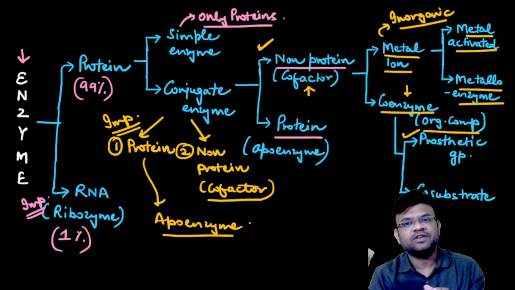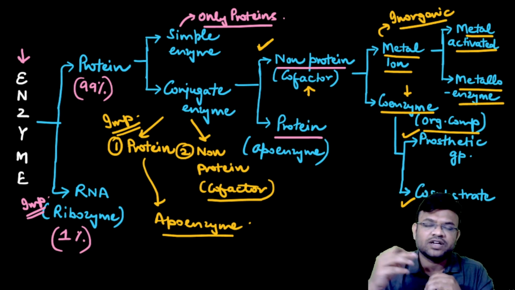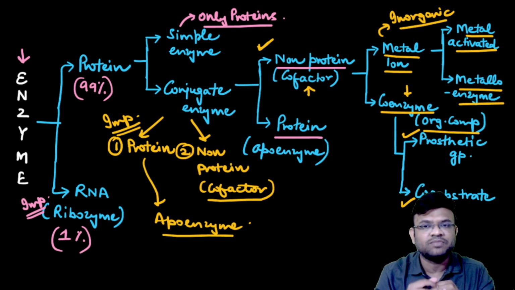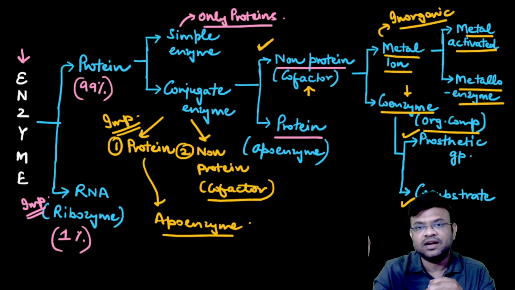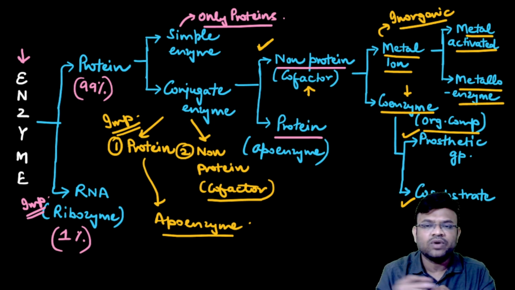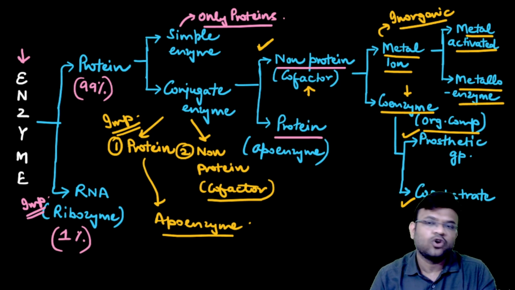The non-proteinaceous part is called a cofactor. It can be subdivided into two parts. First, if it has an inorganic nature, it is called metal ion. If it has an organic nature, it is called coenzyme. Metal ions can be further divided into metal activated and metalloenzymes, and coenzymes can be subdivided into prosthetic groups and co-substrate. I hope you got a clear idea.